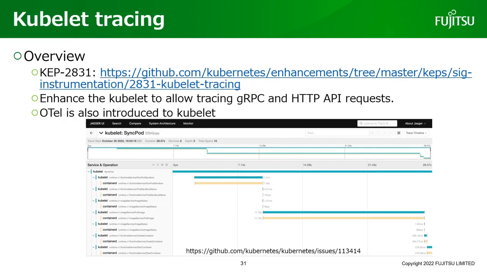I've also introduced Kubernetes tracing as a related KEP. This KEP is proposed in KEP-2831. This KEP proposes to enhance the kubelet to allow tracing gRPC and HTTP API requests. Kubelet traces can also be visualized with Jaeger, like in this figure. It is easy to see how long the processes take.